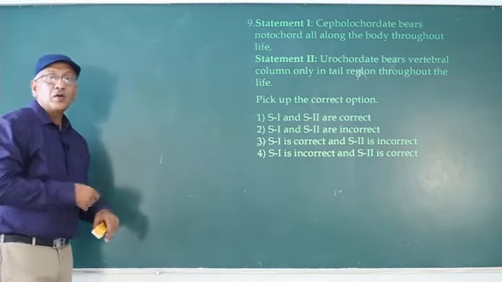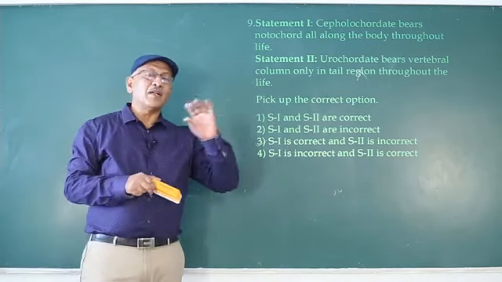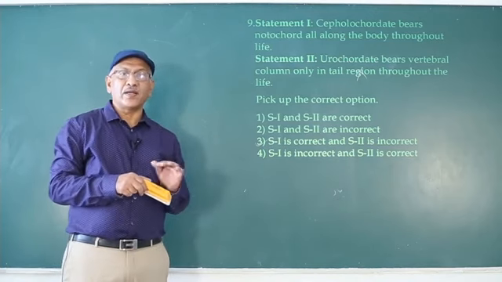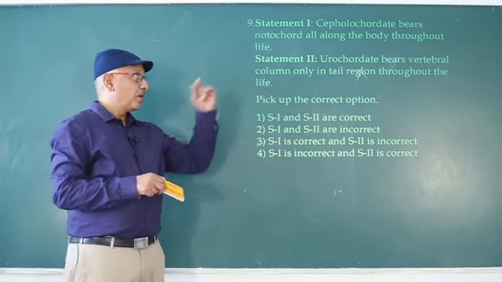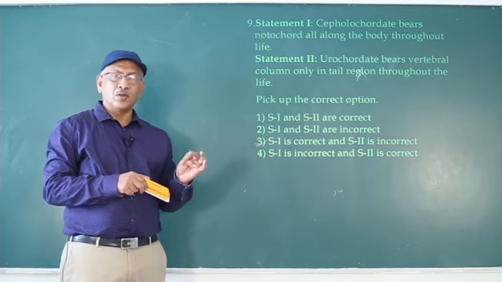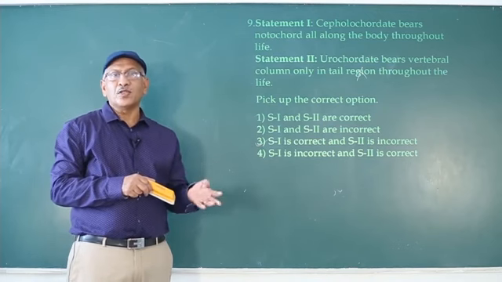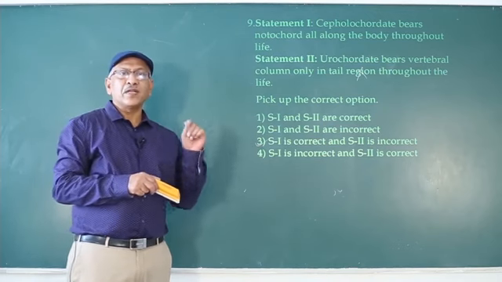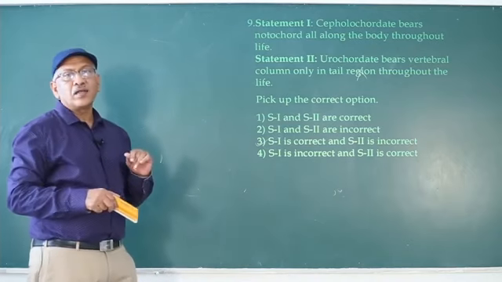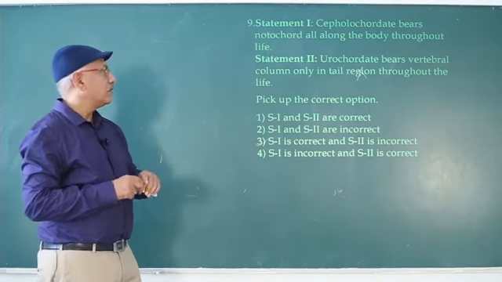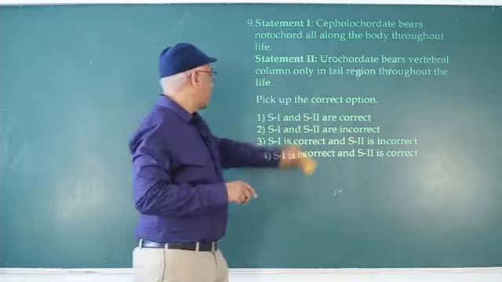Cephalochordates possess all fundamental chordate characters throughout their life: presence of nerve cord, notochord, gill slits, and post-anal tail throughout life. That's why cephalochordates are known as typical chordates. So, next question.